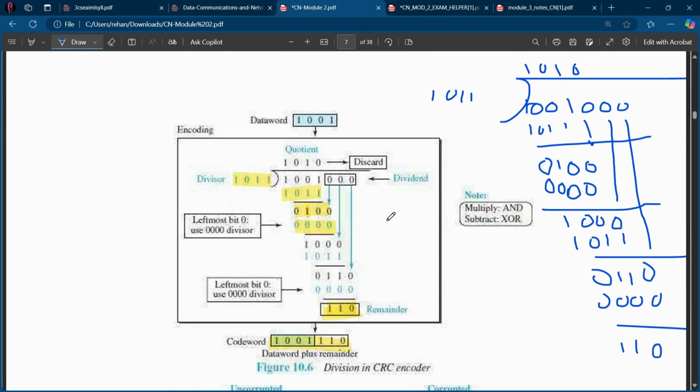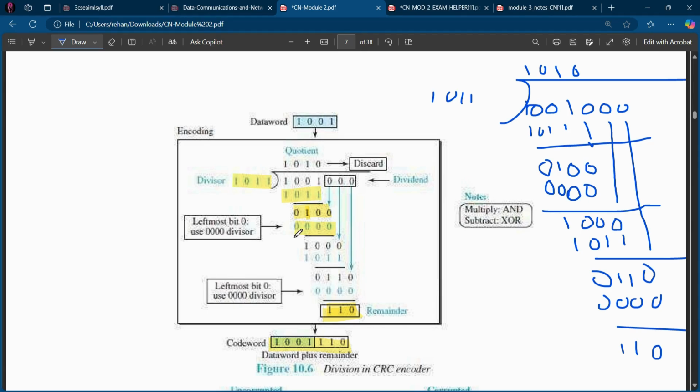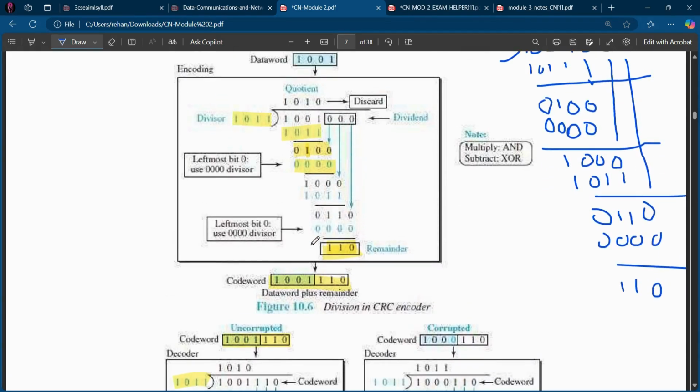What happens if it is 1? You will take it as 1. If it is 0, all are 0. If it is 1, the same thing will come here. If it is 0, all are zeros. The whole subtraction is 1 minus 1. You simply write the positive values. That's it. Then you will get this code word.